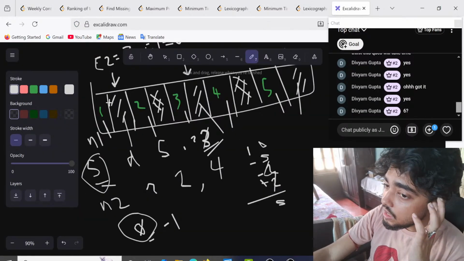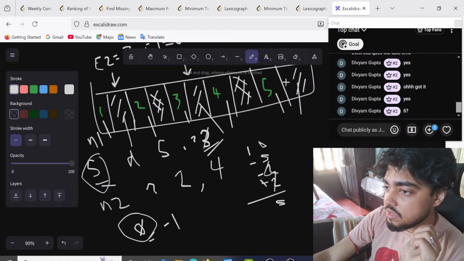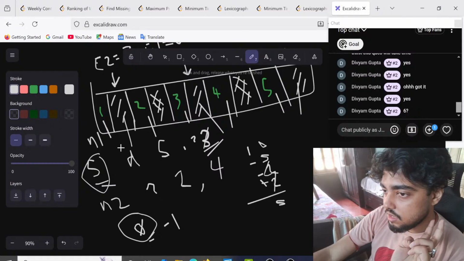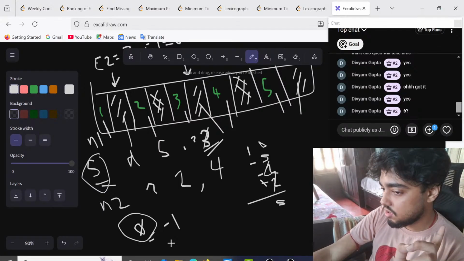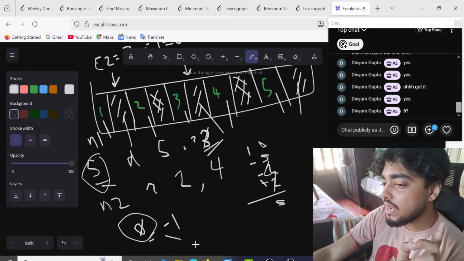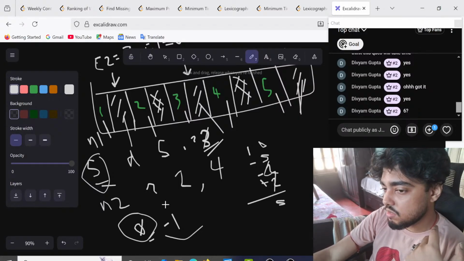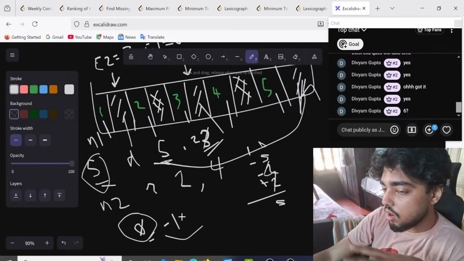Minus 1 means that I had 3 slots empty. After filling it, I had 3 slots empty, but I have taken only 2 slots from it. So I still have one slot empty, but I won't be considering that slot, because I can't put anything in that slot. I can't put this 5 in that slot which is empty for me after putting it into 2. Okay. So this is the whole logic of it.